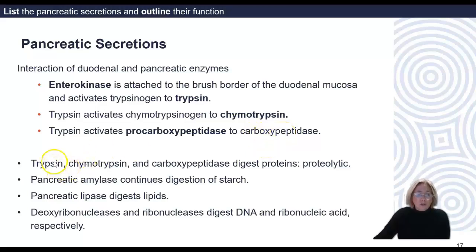So, as I mentioned, trypsin is proteolytic. It's an enzyme that splits proteins, but so is chymotrypsin, and so is carboxypeptidase. So they're going to continue the digestion of proteins, from the peptides down to the tripeptide, dipeptide, and single amino acid level. Pancreatic amylase continues the digestion of starch. Pancreatic lipase digests lipids, and the deoxyribonucleases and ribonucleases digest DNA and RNA respectively.